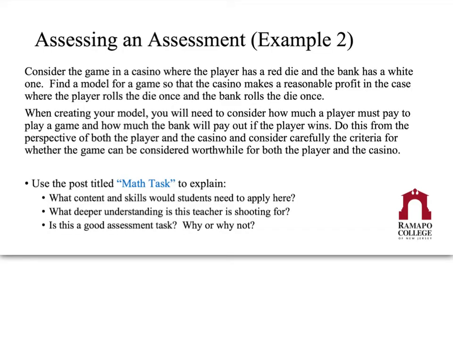So here's our second example performance task, this time in mathematics. And take a minute to read through this prompt, which talks about a casino game and a student looking at the viability of a casino game from more than one perspective. Use the post math task to explain exactly what do you think from a content and skills standpoint a student would need to apply here, because that starts to give you an idea of what a math teacher would be trying to assess out of this task from a content and skills standpoint. And then also try to read between the lines and try to figure out what's the deeper understanding the teacher is shooting for about mathematics here.